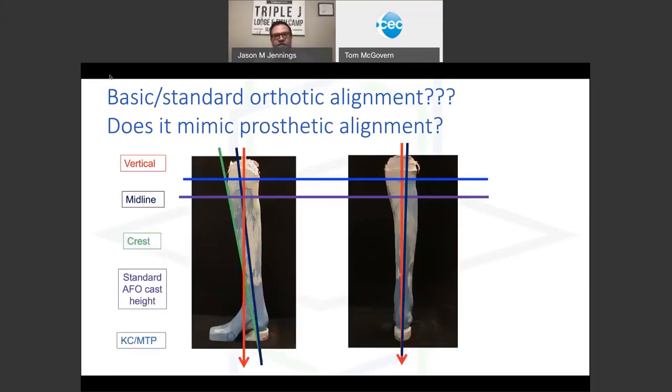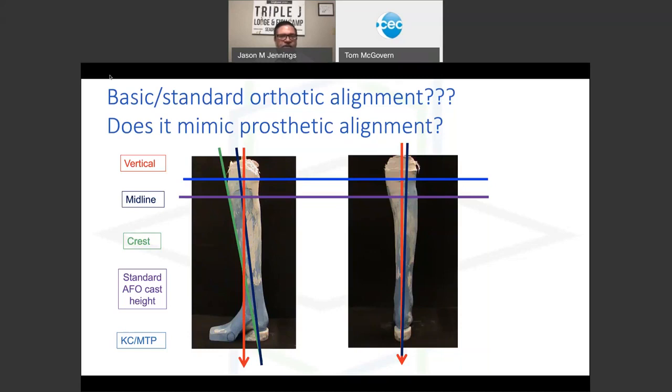So I love to talk about this slide. When we talk about basic or standard orthotic alignment, does it mimic prosthetic alignment? If you can envision a BK socket over the foot, we would measure from the MTP. What I want to point out in this slide is that the bright blue line, the horizontal line at the top, would represent the MTP location in your prosthetic socket.